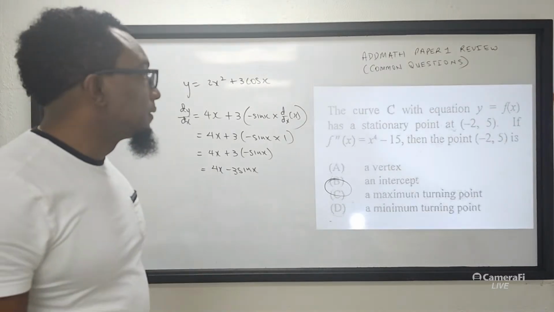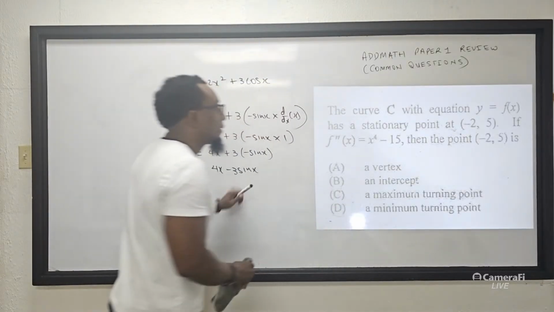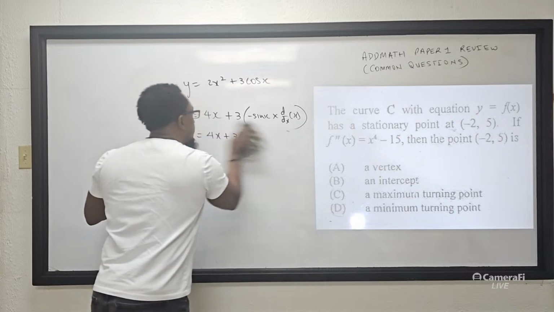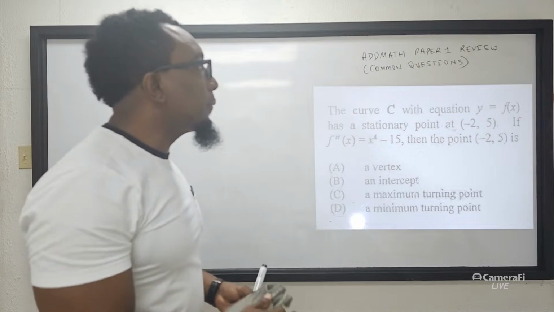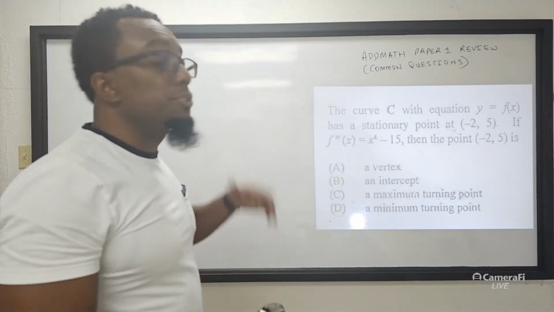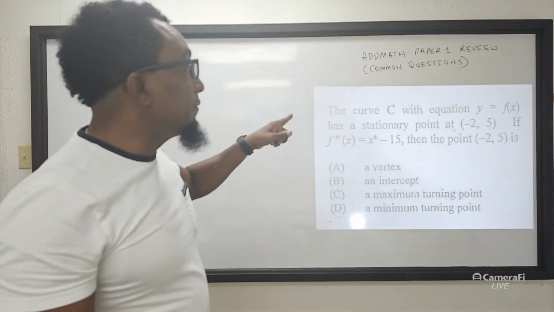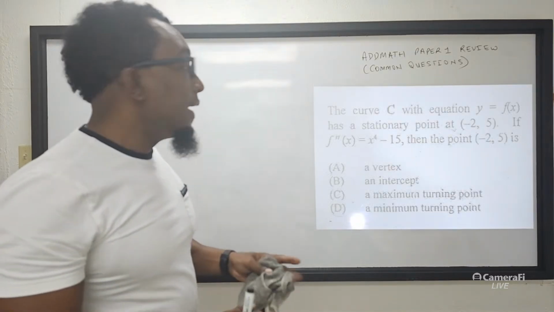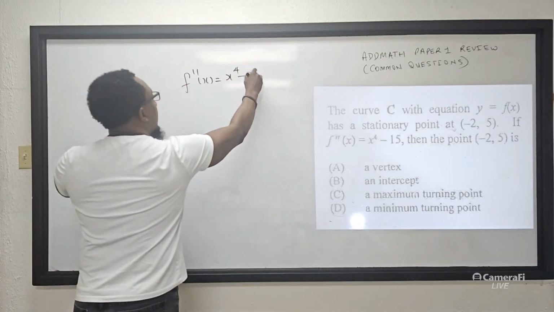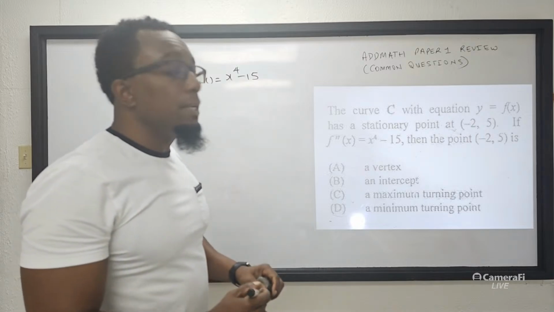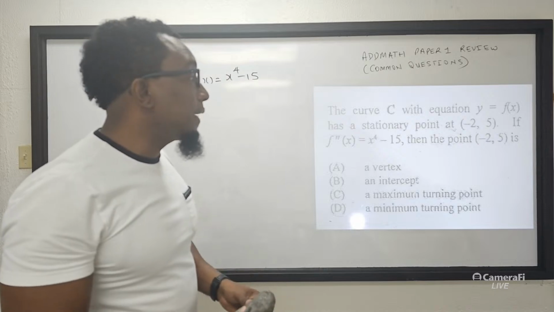Alright. So again, another common question. So it says here, a curve C with equation y equal to f of x has stationary point at negative 2, 5. Stationary points again. If f double prime, and f double prime is the second derivative, f double prime x is x to the power of 4 minus 15. That's the second derivative. Then the point negative 2, 5 is what kind of point? It's a stationary, so it can be maximum, it can be minimum.